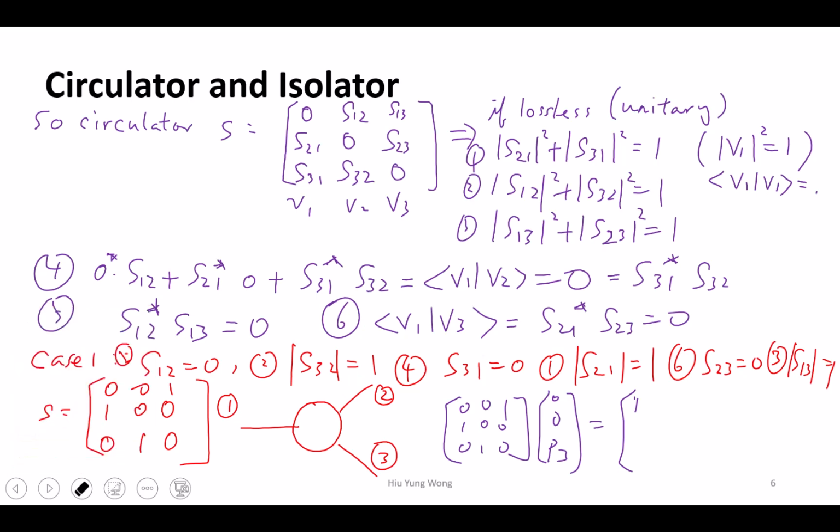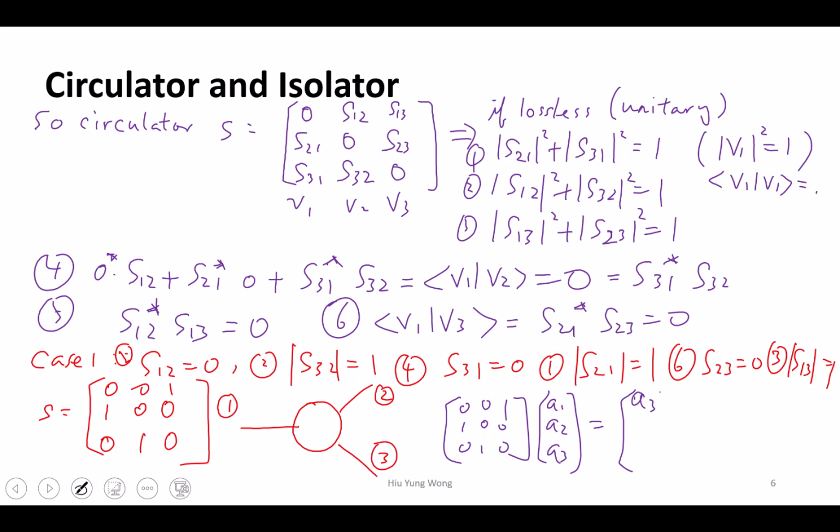Maybe the best is, let me make it more general. Let me just call this A1, A2, A3. What do I get as the output? Remember, the scattering matrix is telling me that I have some input from 1, 2, 3, and then what are the outputs at 1, 2, 3? So now the inputs 1, 2, 3 are A1, A2, A3. What is the output? Just do matrix multiplication. The first one is A3, right? Because 0 times A1, 0 times A2, 1 times A3 becomes the first row.